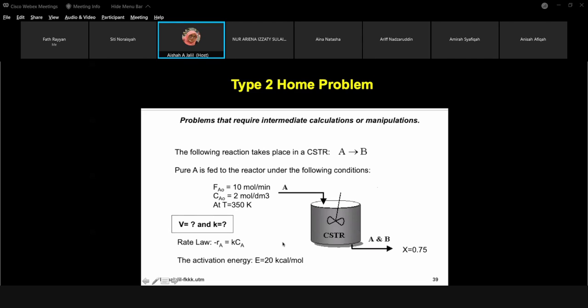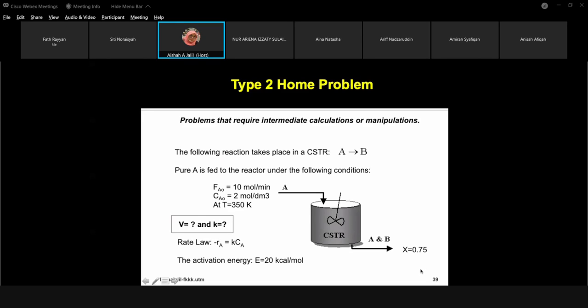Then this one is also a homework problem, type 2, a problem that requires intermediate calculation and/or manipulation. Quite more difficult. A to B, this is given. What is the V and k? What is the k constant? Rate law given, activation energy given. So calculate for the V and also k.